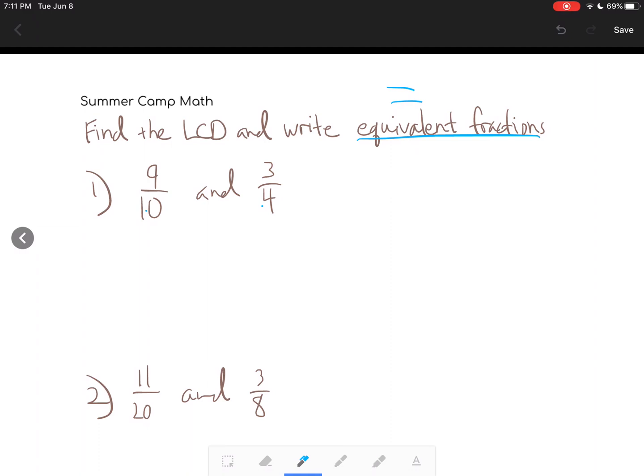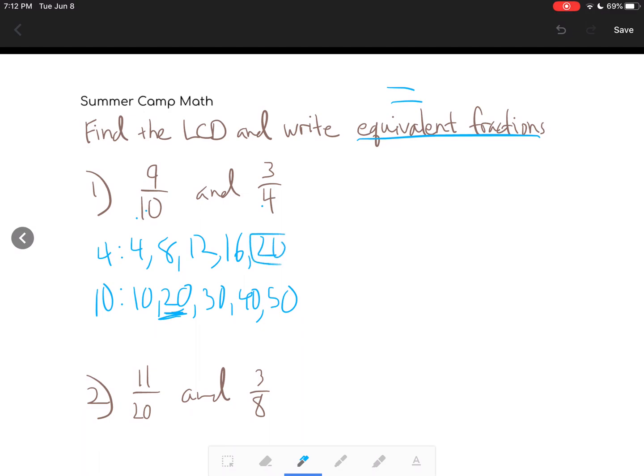So the first thing I'm going to do is find my common denominator of 4 and 10. Now again, I'm going to start with my big number because I can go 10, 20, 30, 40, and I've stumbled across a couple that would work. I know that 20 is one that would work. So I could go 4, 8, 12, 16, and 20. So my common denominator is 20.